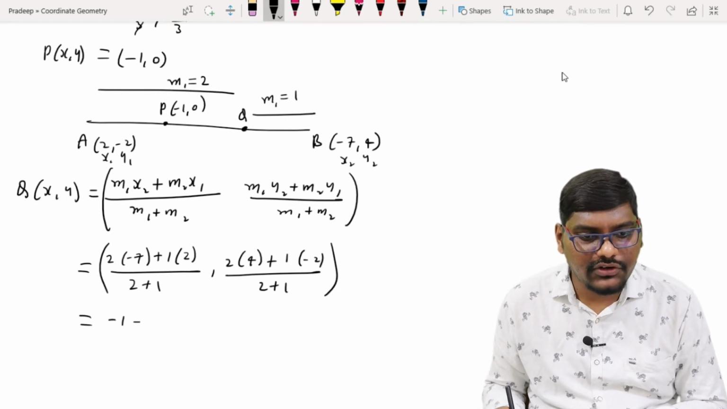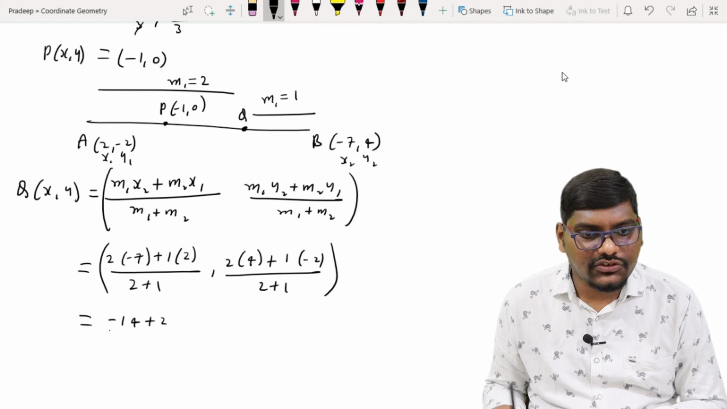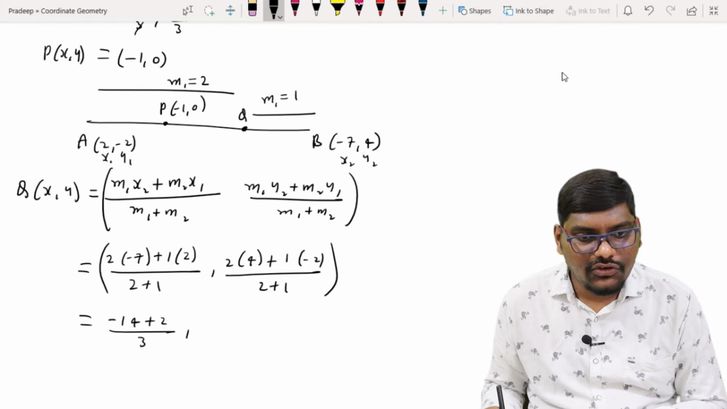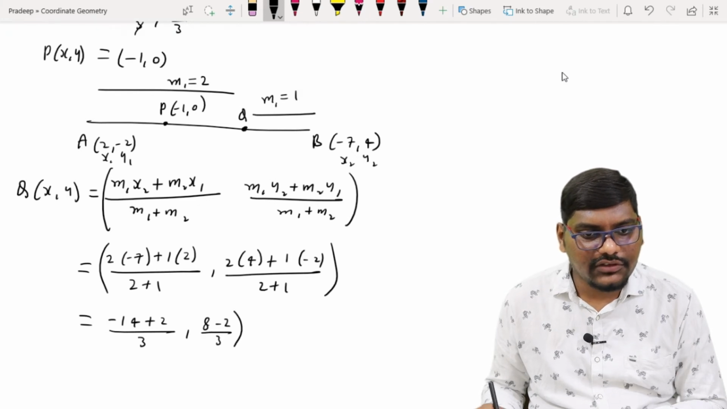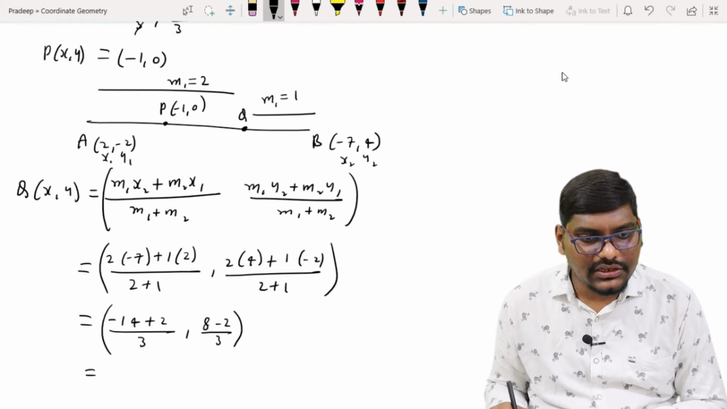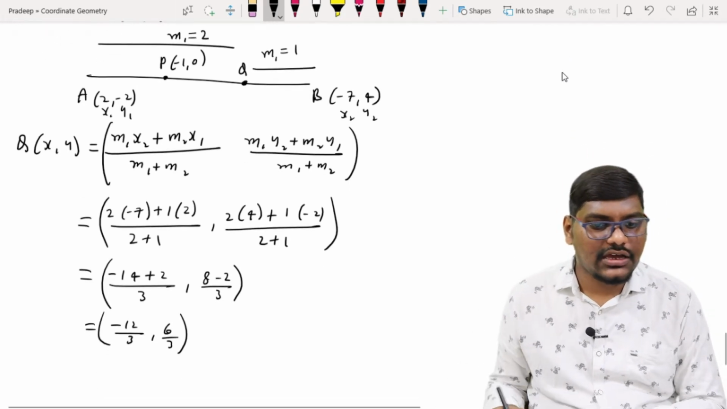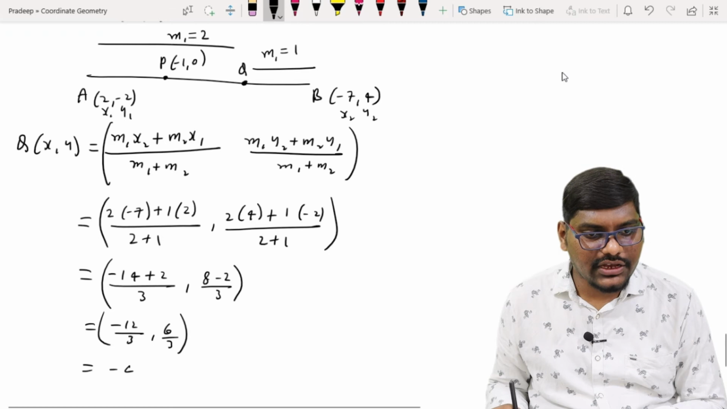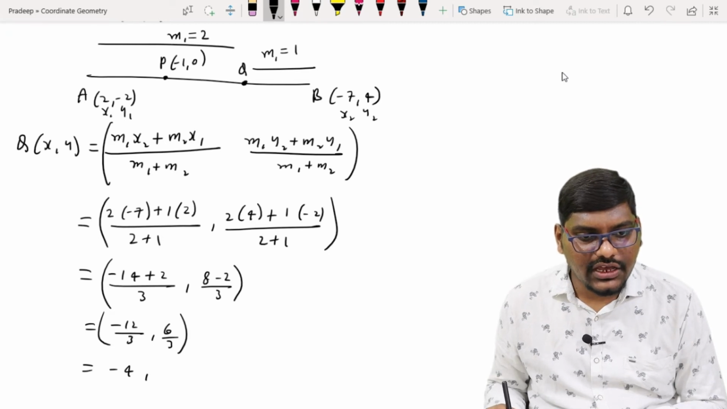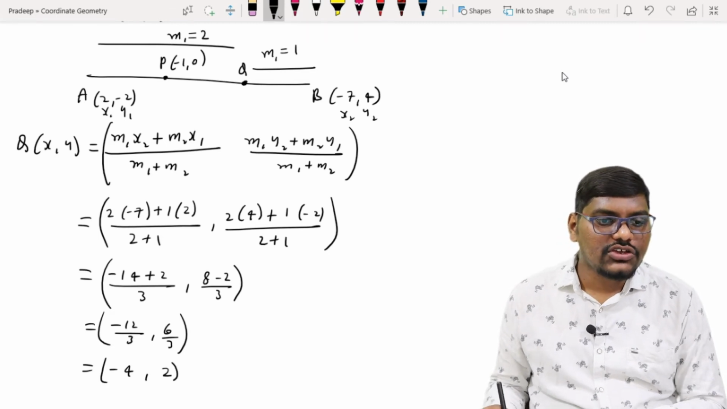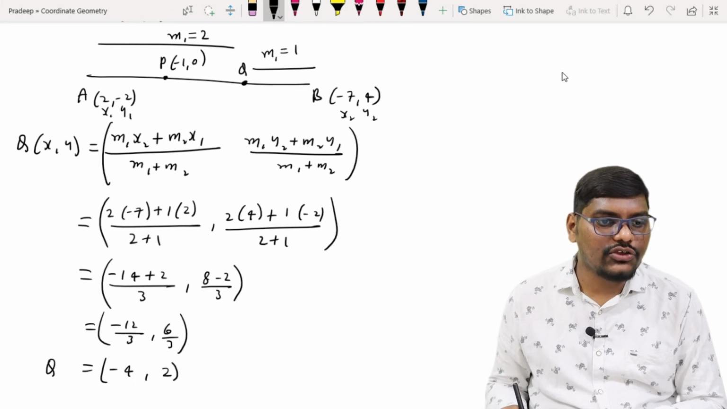2 sevens are 14, plus 2 ones are 2, 2 plus 1 is 3. 4 twos are 8, 2 ones are 2, 8 minus 2, 2 plus 1 is 3. So we'll be getting minus 12 by 3 comma 6 by 3. So we'll further solve that. 3 fours are 12, so we can write that as minus 4, and 3 twos are 6. So this is the point which we got for Q. For Q we got x comma y.